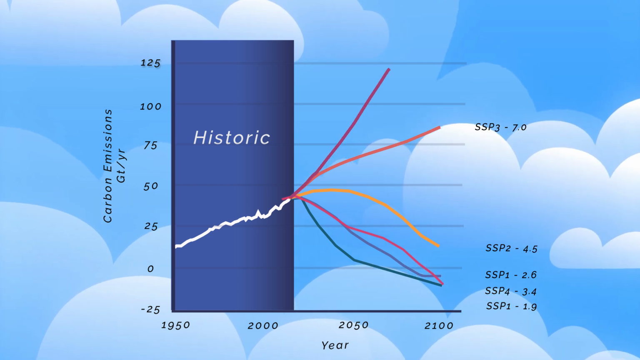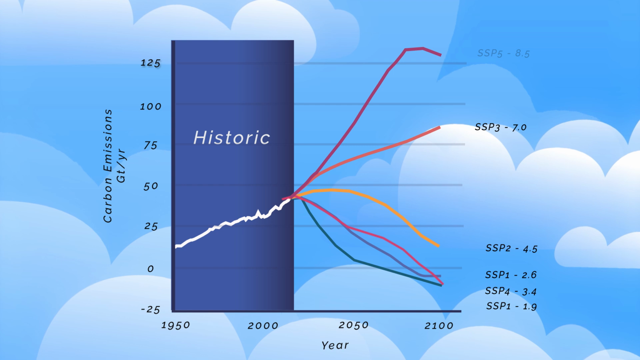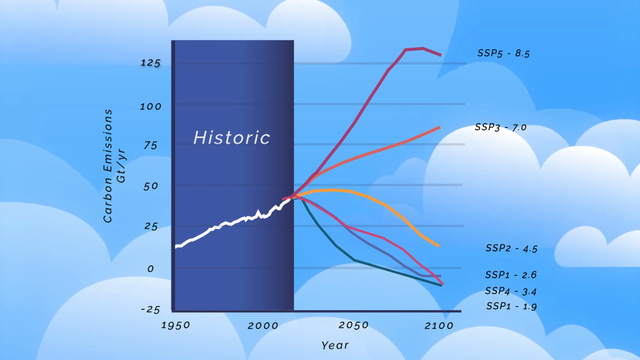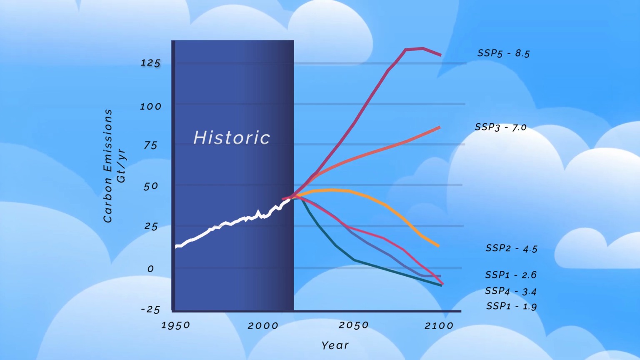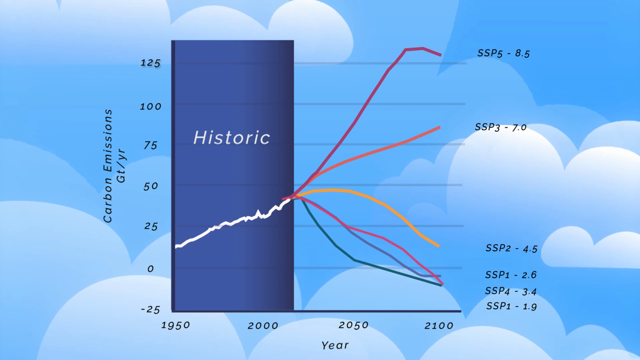Finally, SSP5, Fossil Fuel Development. This projection is based on RCP 8.5 and covers the high end of greenhouse gas projections.